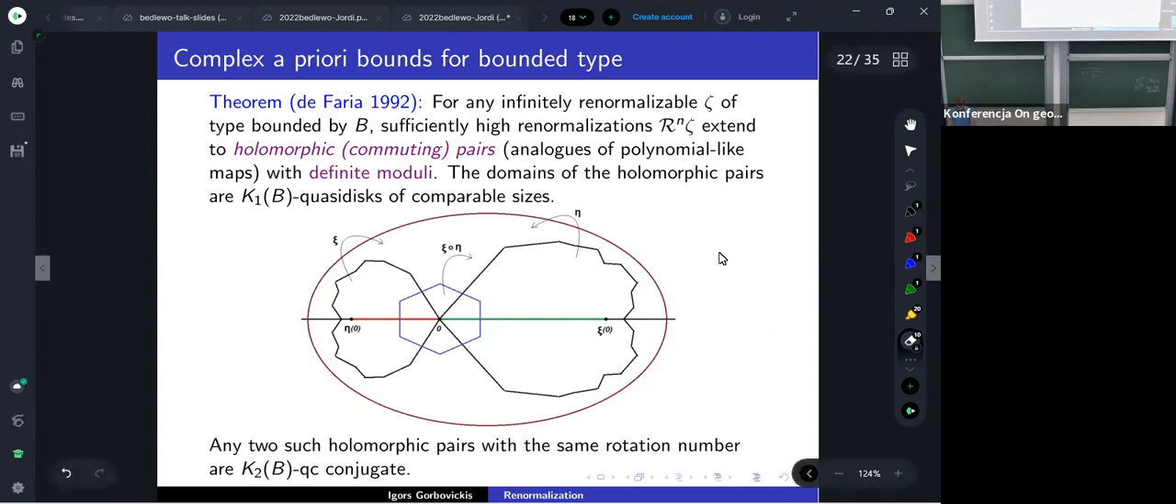And the complex a priori bounds say that after sufficiently many renormalizations, we get such a picture, and the modulus of this picture is uniformly bounded away from 0, so definite modulus. By modulus, I mean the modulus of the annulus between the domain, so the wings of the butterfly and this central domain, and the boundary of the large domain.